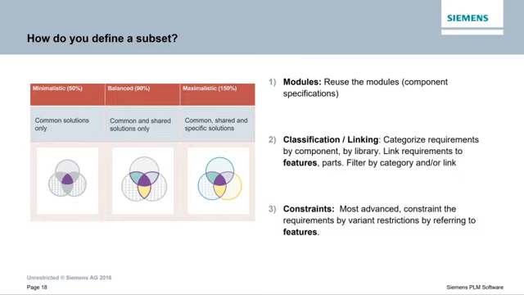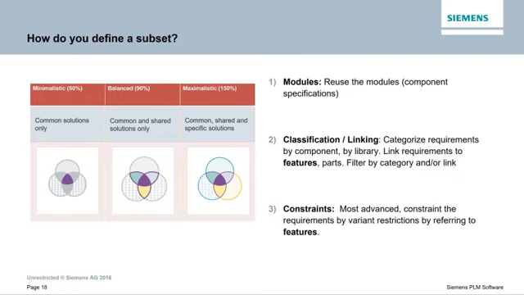The first approach is through the classification or through the linking. So you can categorize the requirements by component, by library, or you can link the requirements to features, to the parts. So typically when you need to generate the specification for a given version, for a given variant, you filter, you search the master specification, you apply the filter based on the category, based on the component, based on the feature selection. So it's like query-based definition.